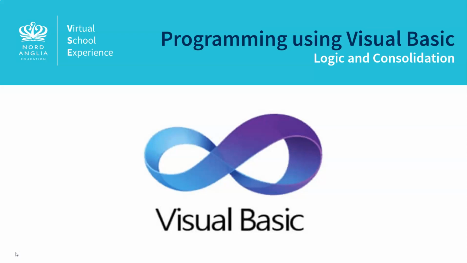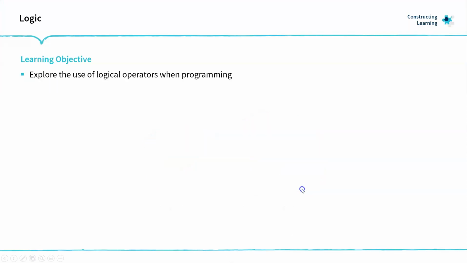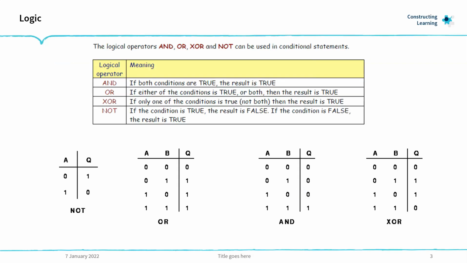And in this tutorial we're going to look at logic and we're also going to look at consolidating your learning so far. So to begin with, let's have an explore of the use of logical operators when programming. There are 6 different types of operators, but we're going to have a look at 4 of them: AND, OR, XOR, and NOT. And these can be used in conditional statements, so you can compare 2 conditions and see if they are true or false.